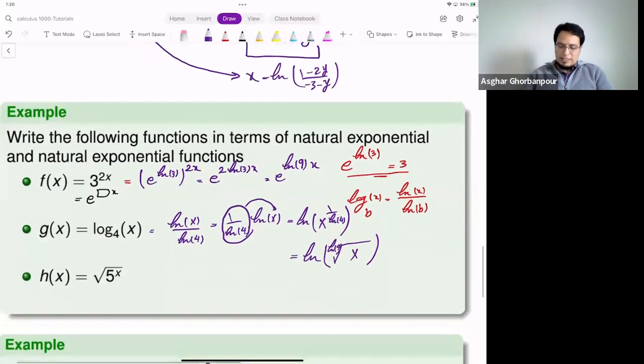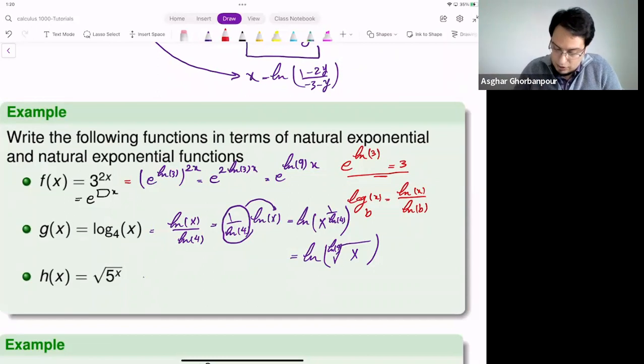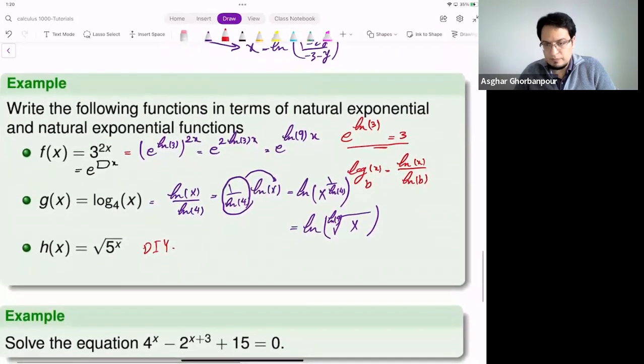And you will see this is very, very useful when we go to differentiation. You have to be able to write any exponential function in terms of the natural exponential function, and any log function in terms of the natural log function. I will leave this one for you to do later.